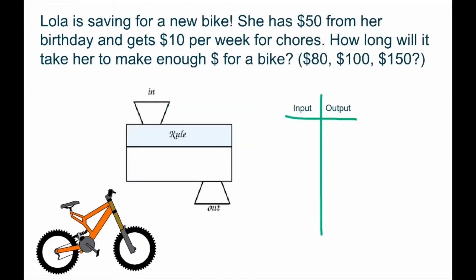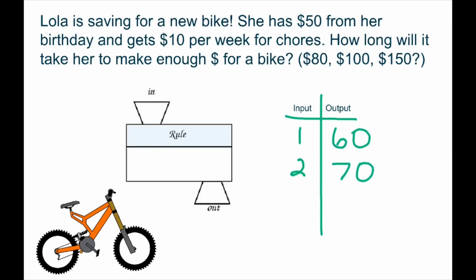Now Lola is saving up for a new bike. She has $50 from her birthday, plus she gets $10 per week for chores. So let's think about it. Week 1, she has that $50, plus she's going to add 10, so she's got $60. Now, not enough for a bike, let's say, that costs $80, $100, $150. She's not sure which one. So let's look at week 2. Now she's up to $70 because she still has that $60 and she's adding 10 on.